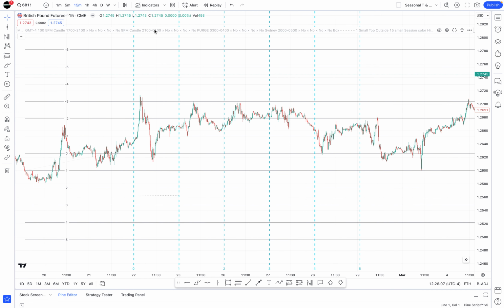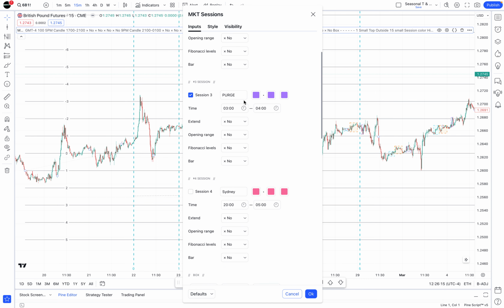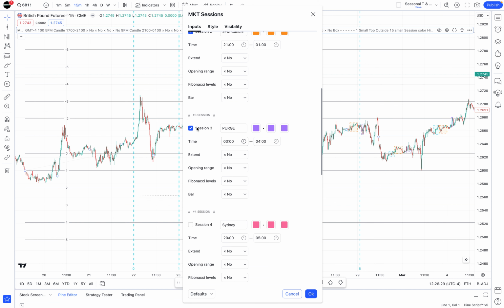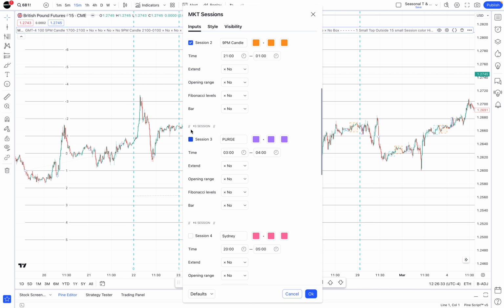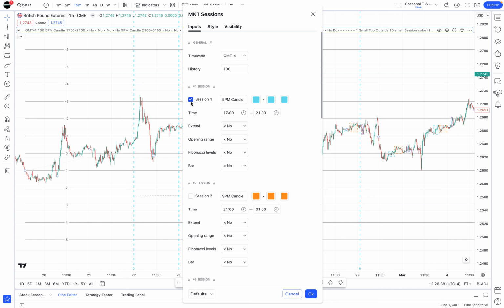Let's put on, actually, this is my favorite indicator to use. I don't use indicators, but this is my favorite indicator. Let me just change all of these settings. So 5 AM candle, 9 AM candle purge, Sydney. Okay, let's change that to London. Actually, you didn't need to do that. Control Z, Control Z, Control Z. Let's disable all of these ones. It's not disabling. Okay, disable, disable, disable.